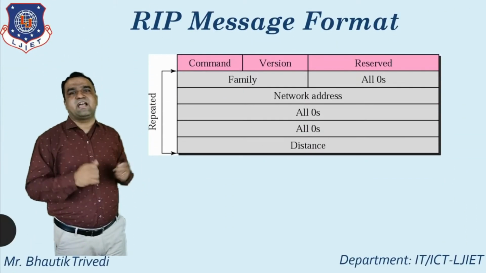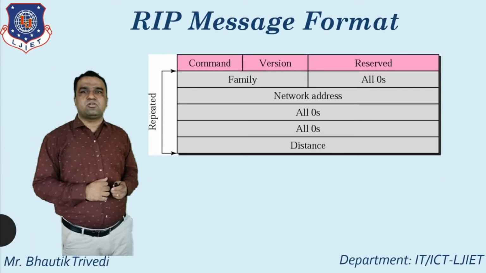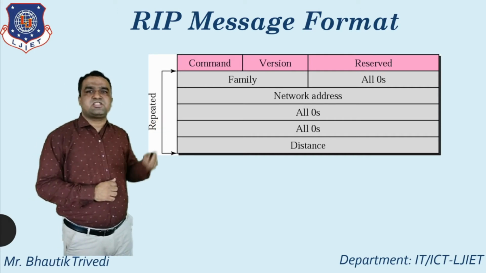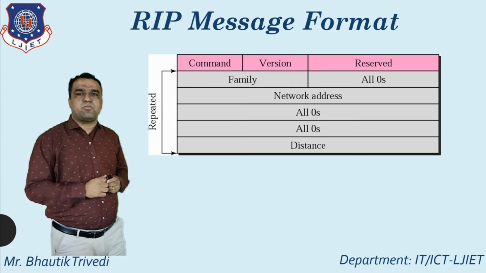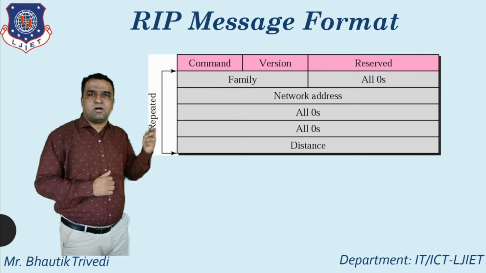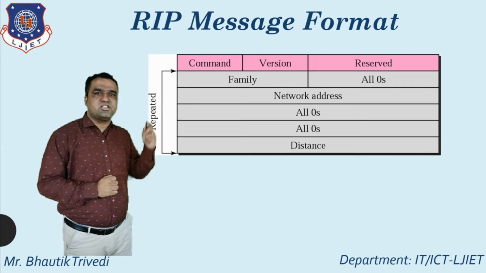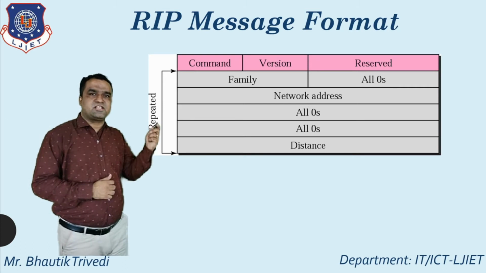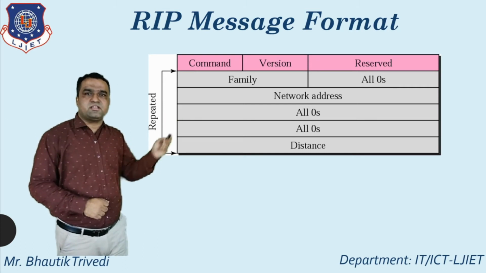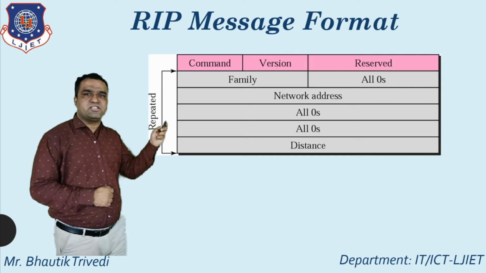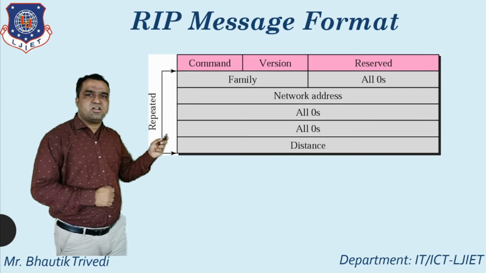First of all, see the diagram. After that we will talk about the different fields of the RIP message format. Here you see the RIP message format is divided into how many fields? First one is the command. Second is the version. Third is the reserve. Fourth is the family. Fifth is all zeros. Sixth is the network address. Seventh is all zeros. Eighth is all zeros. And ninth is the distance.